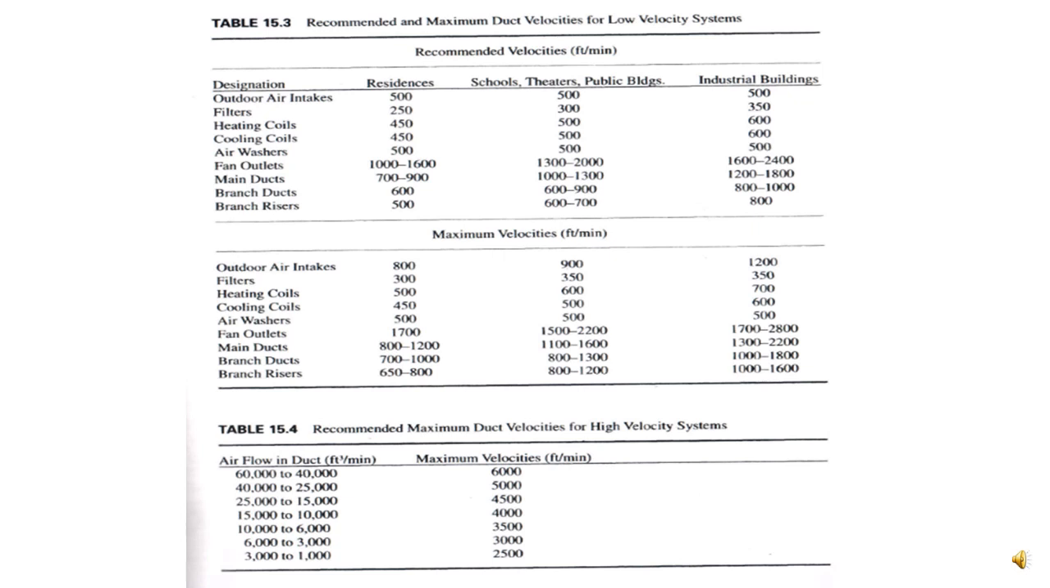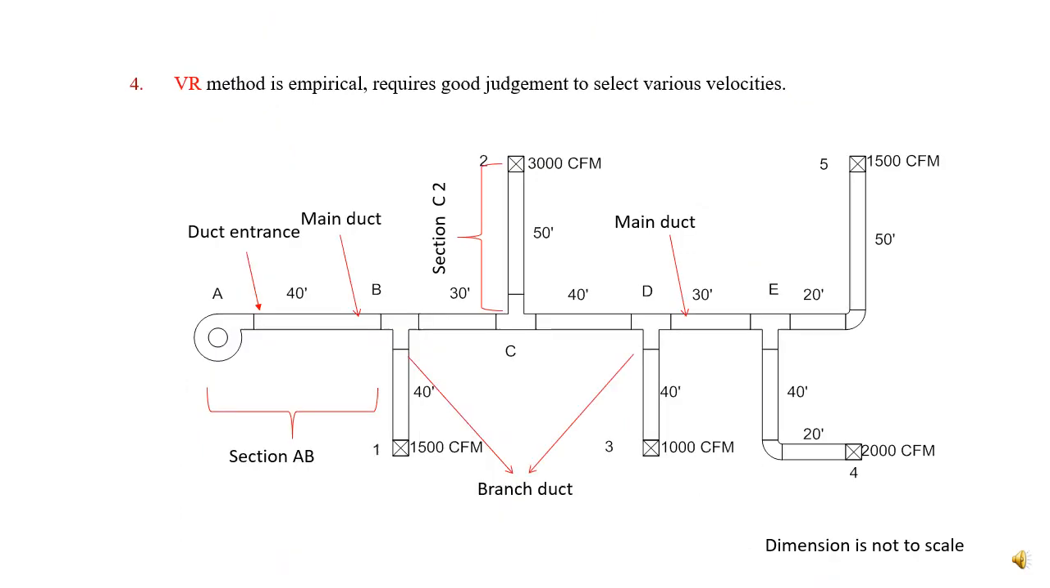Alright, and there is also a table of recommended maximum duct velocities for high velocity systems. It is different from the low velocity systems. VR stands for velocity reduction method.